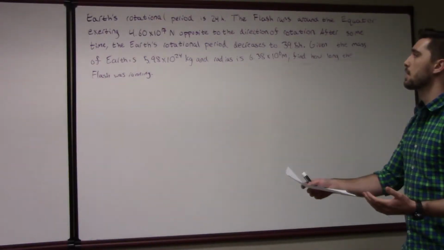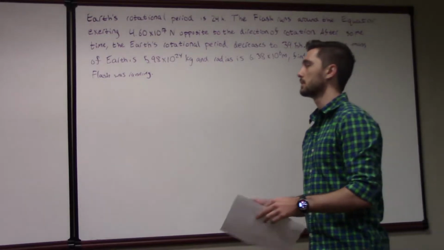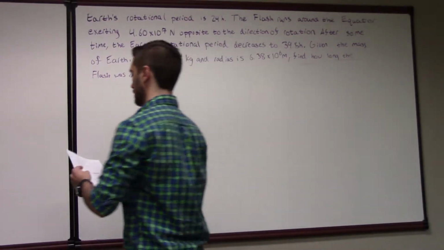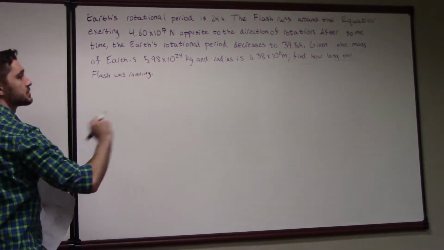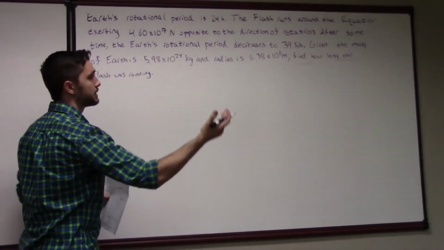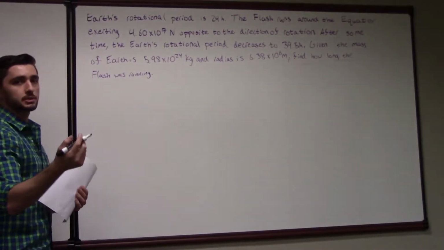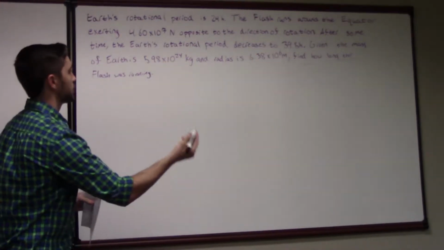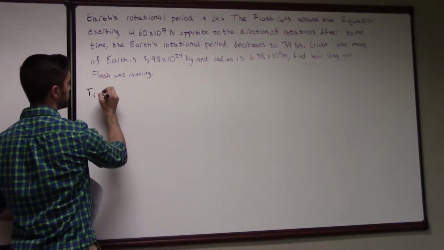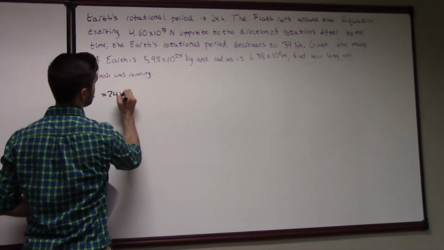So, in solving this problem, the first thing that I'm going to do is write down everything I know, everything that's given to me in the problem. So I'll just read across and write down everything I see as it comes to me. So we have that the initial period, and when we talk about periods, we usually denote them with a T, is going to be 24 hours. So I'll write Ti for initial is equal to 24 hours.